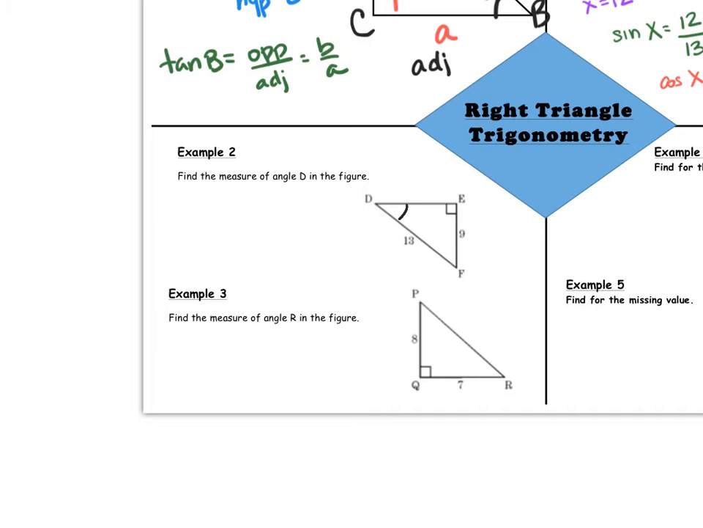Marking angle D, which sits here. And again, we're going to label our sides. So go across from angle D. This is the opposite side. This is the adjacent, this is the hypotenuse.